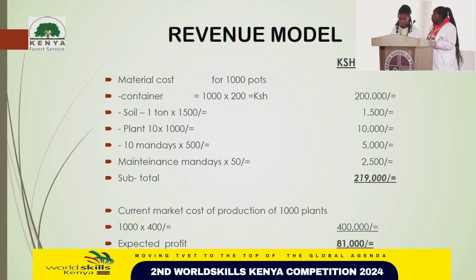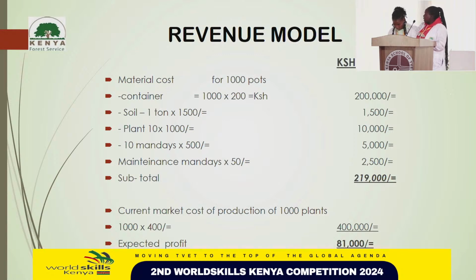As you can see, the material cost for 1,000 pots, where 1 pot costs 200, as you have calculated, is 200,000. The soil per ton, considering the transport cost and all those, gives us 1,500 shillings. The plant at 10 bob, and 1,000 plants, give us 10,000. 10 Mondays, you give them 500 each day, gives us 5,000 per week. The maintenance per Monday gives us 2,500, and the subtotal is 219.